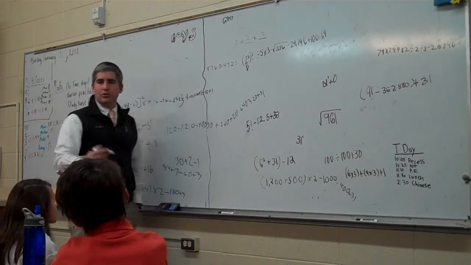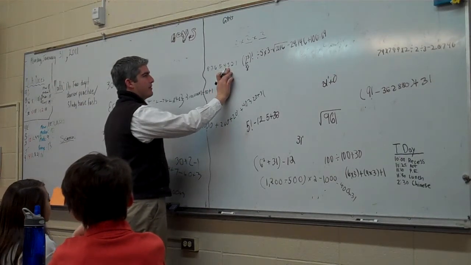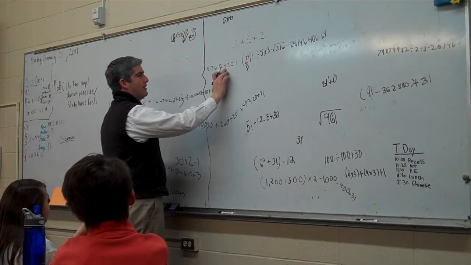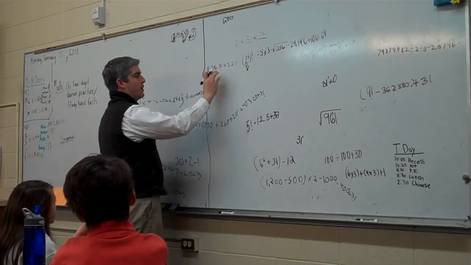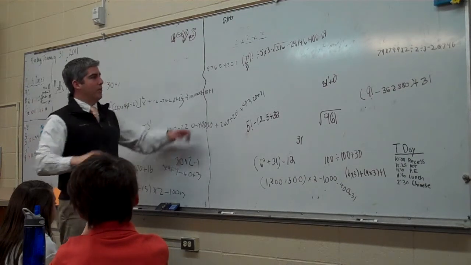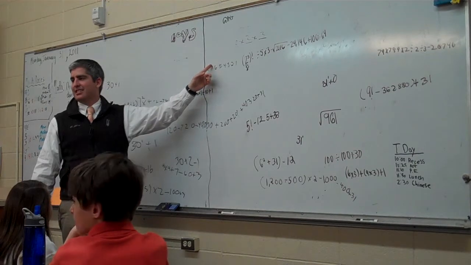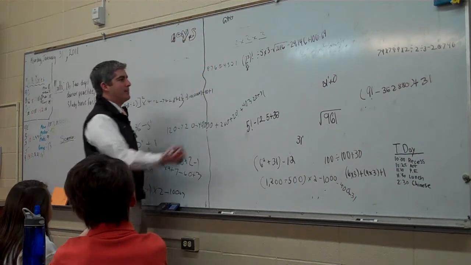1 times 2. Lily? 1 times 2 equals 2. 2 times 3 equals 6. 6 times 4 equals 24. 24 times 5 equals 120. 120 times 6 equals 720. 720 times 7.